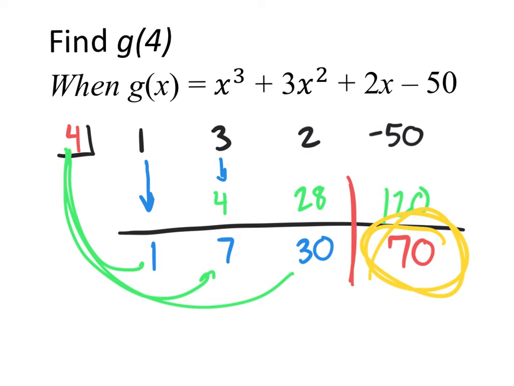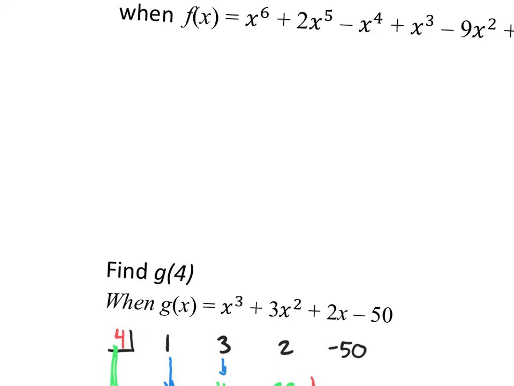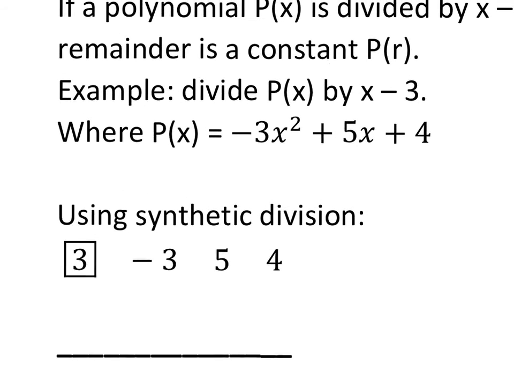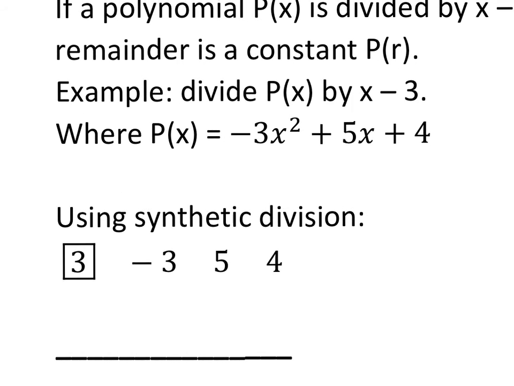So the big difference between synthetic substitution and synthetic division is that in synthetic division, like up here on this first problem, it says your p of x function is this, and they want you to divide this by this binomial x minus 3.